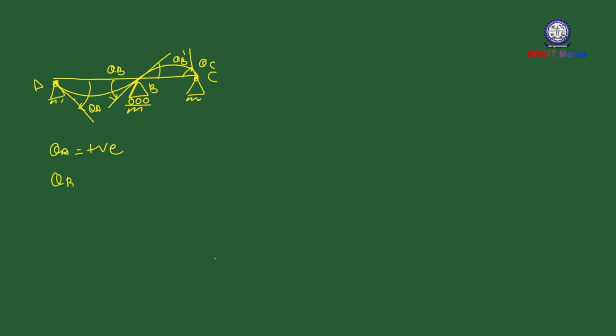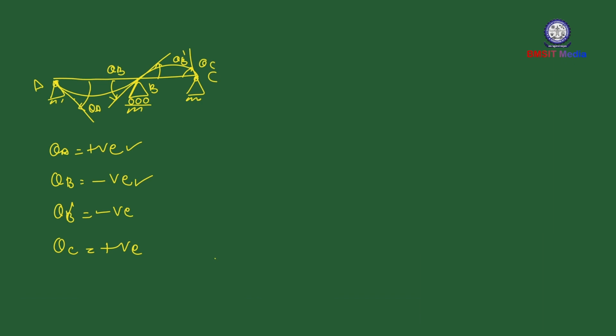Now this is theta A. Theta A is clockwise rotation, so positive sign. Now coming to theta B, producing anti-clockwise rotation, so negative sign. Theta B dash is anti-clockwise rotation, so negative sign. Now coming to theta C, this is producing clockwise rotation, so positive sign. Clockwise rotation is considered as a positive sign, anti-clockwise rotation is considered as a negative sign. Next one is settlement.